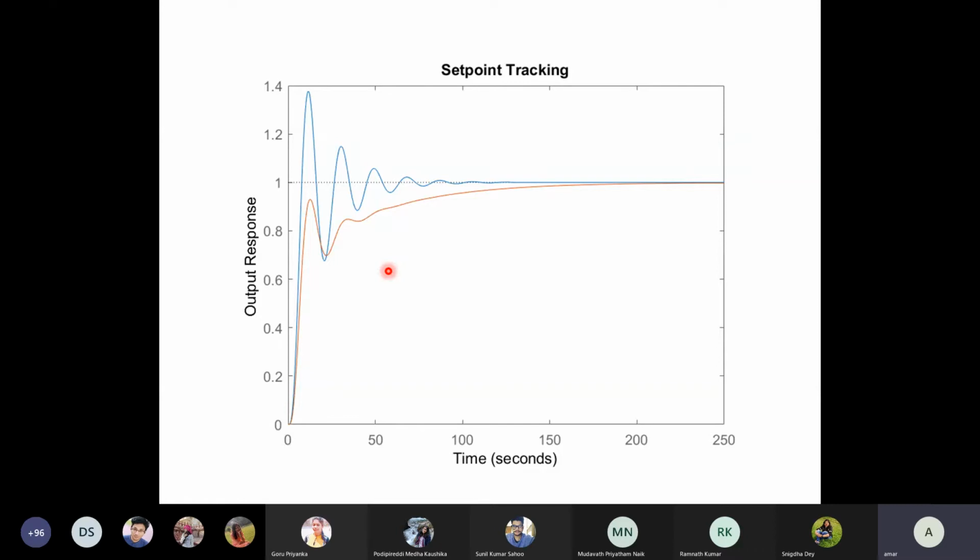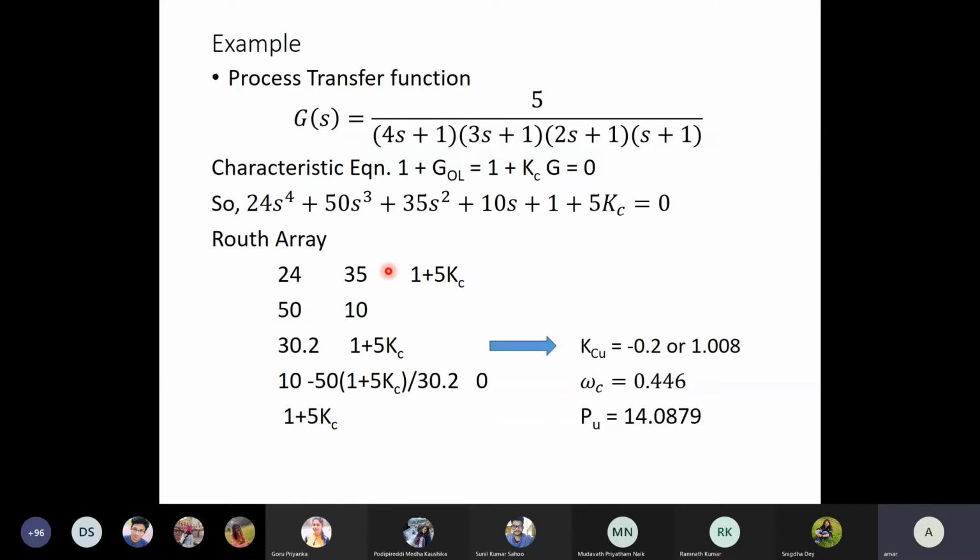Next, I will talk about the methods which are based on the model. Before going there, let us take one example of how to use this continuous cycling. So let's say this is my transfer function. Based on this transfer function, I can find the characteristic equation, 1 plus G. In the characteristic equation, I will use only the proportional gain Kc. So 1 plus Kc G equals 0. So I will get this characteristic equation.